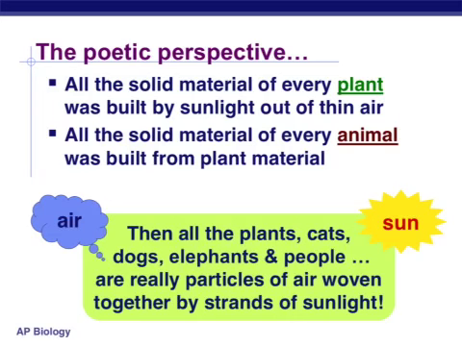Okay, this is my favorite part. All the solid material of every plant is built based on sunlight and out of thin air. All the solid material of every animal was built from plant material. So, everything you can think of, plants, cats, dogs, elephants, people, were really just particles of air woven together by strands of sunlight. Like I told you, when I do photosynthesis, I get a little philosophical, but it's the truth.